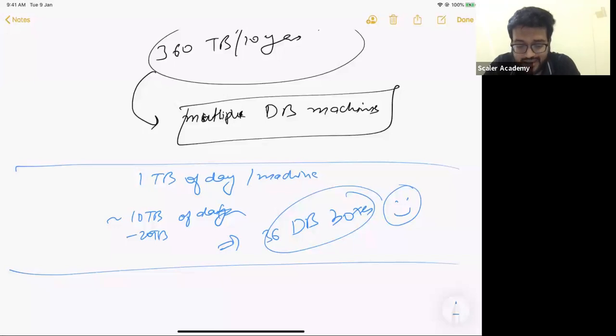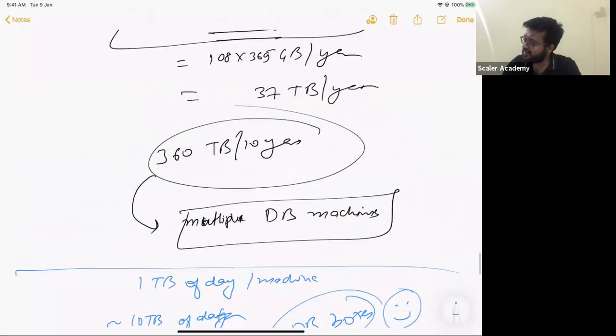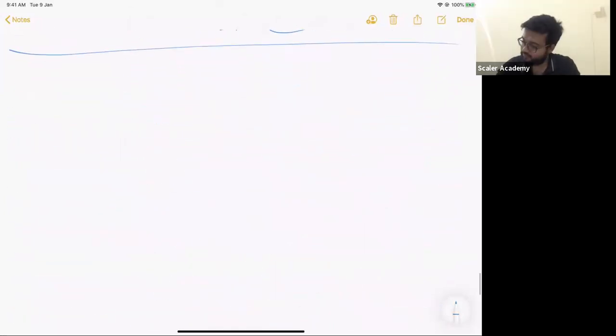Now let's discuss how many machines I require to handle the QPS. Does it make sense? Using the storage, we computed the number of DB machines. Using the QPS, we are going to compute a rough estimate of the number of app servers. Does that make sense to everybody? The QPS that we discussed was around 11,000 QPS.